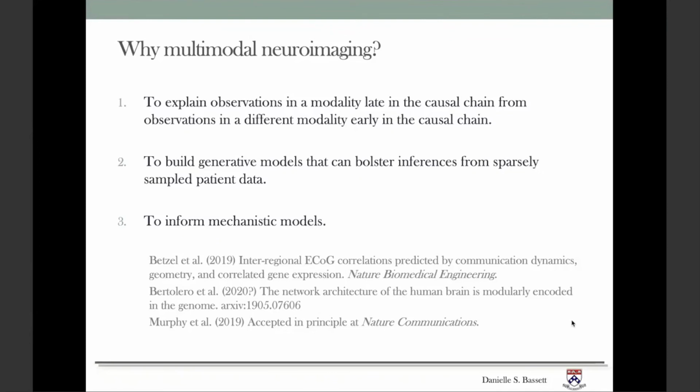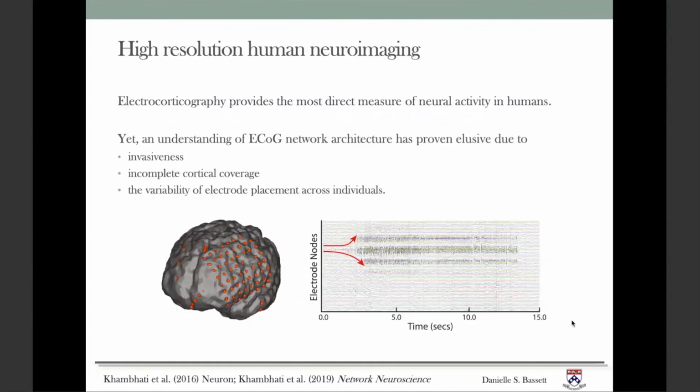I decided to focus on three studies, one of which was just published this year, a second one which is just on arXiv as a preprint, and then a third that was just accepted in principle. So these are newer work that I think may be relevant and of interest to this community. Okay, so the first one is where we focus on the very first topic. I'm going to begin by talking a little bit about high-resolution human neuroimaging using electrocorticography.